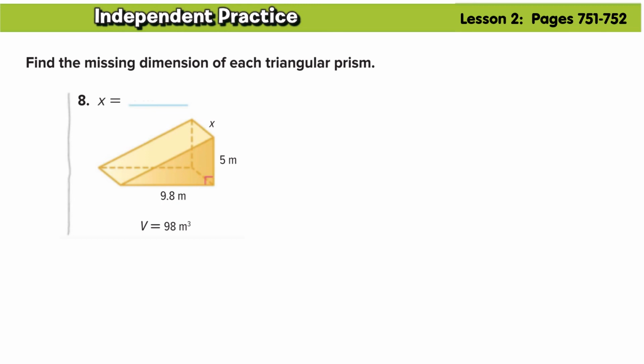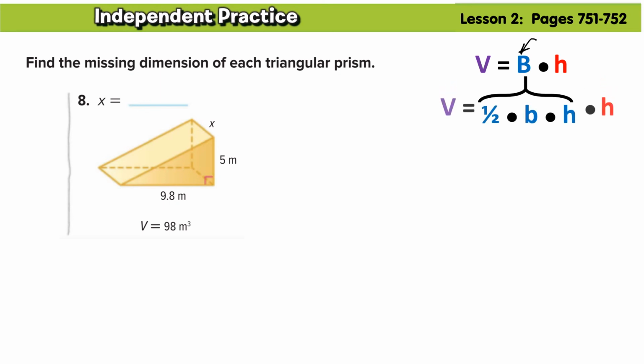Question number 8. Find the missing dimension of each triangular prism. Volume equals the area of the base, in this case a triangle, times the height. So we're going to use the area of a triangle times the height of the prism, and that will give us the volume of the prism. They have told us that the volume is 98 meters cubed.